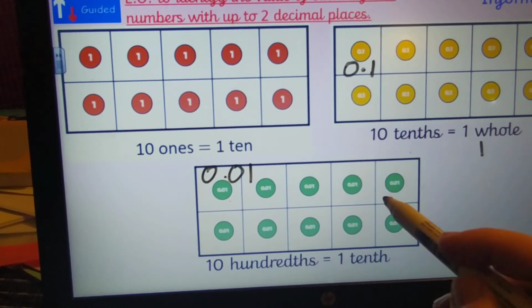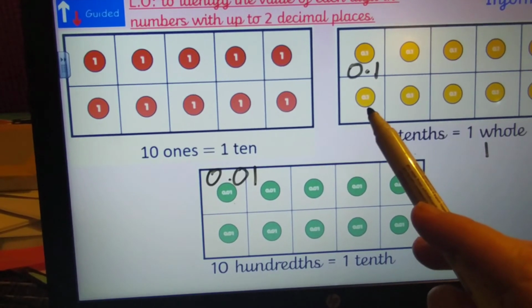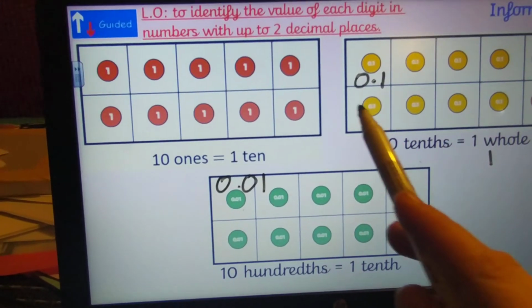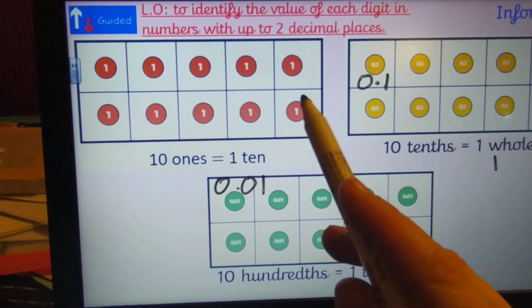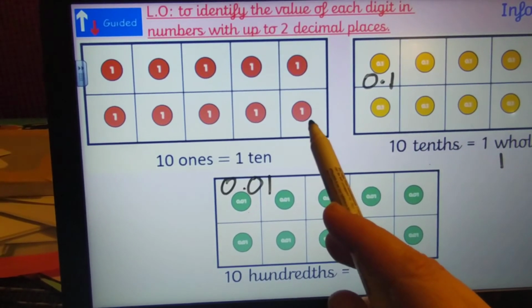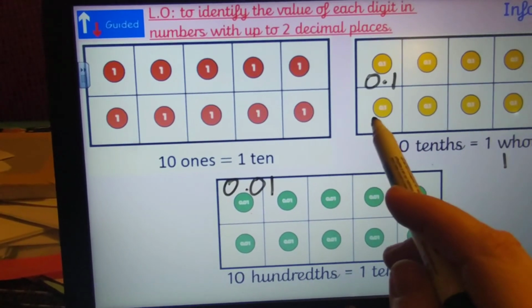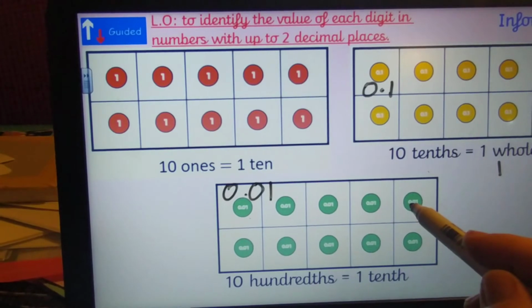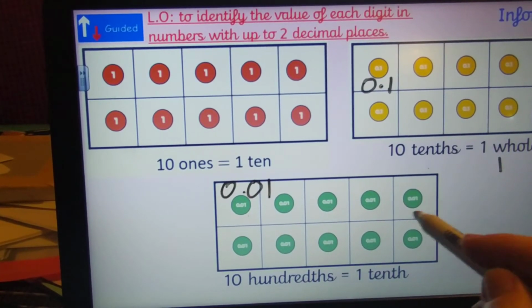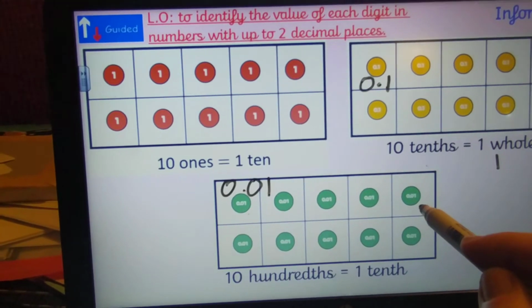0.1, 1/10, is actually 10 times bigger than that. And then from 0.1 to 1, this is actually 10 times bigger than that. So 1 is 10 times bigger than 0.1. 0.1 is 10 times bigger than 0.01. So this is the smallest decimal number that we're dealing with today, 1/100th.